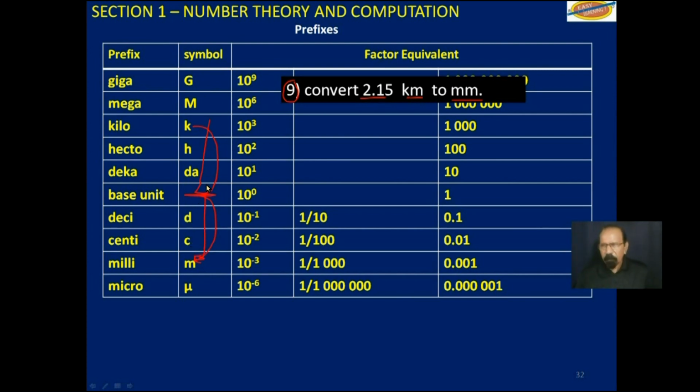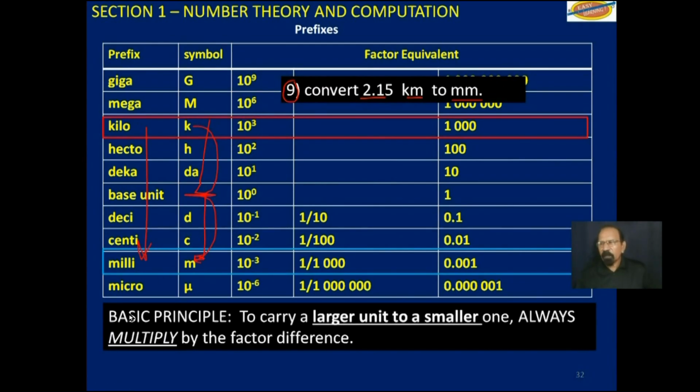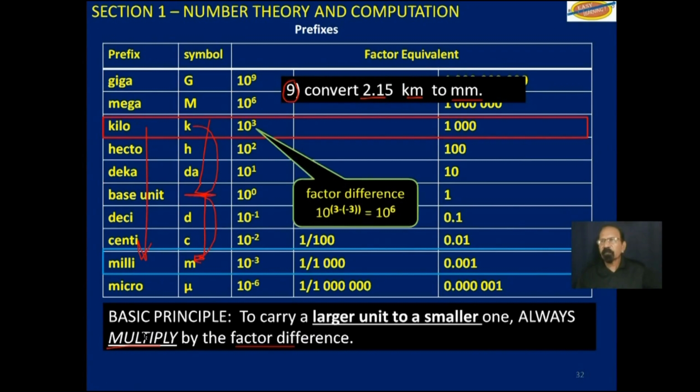1,000 times 1,000 is 1,000,000. So let's see if that will be our factor equivalent. We are going from a larger to a smaller unit, so you must multiply by the factor difference. That will be 10 to the third power divided by 10 to the -3rd. We subtract the indices and we get 10 to the 6th, which is 1,000,000. Okay, which is what we were talking about.